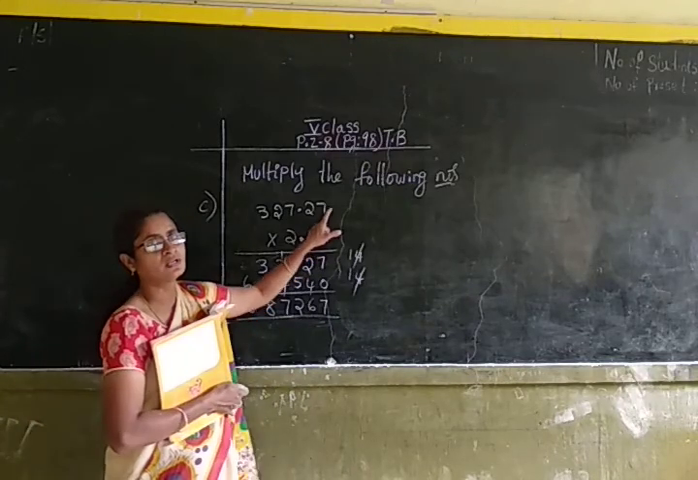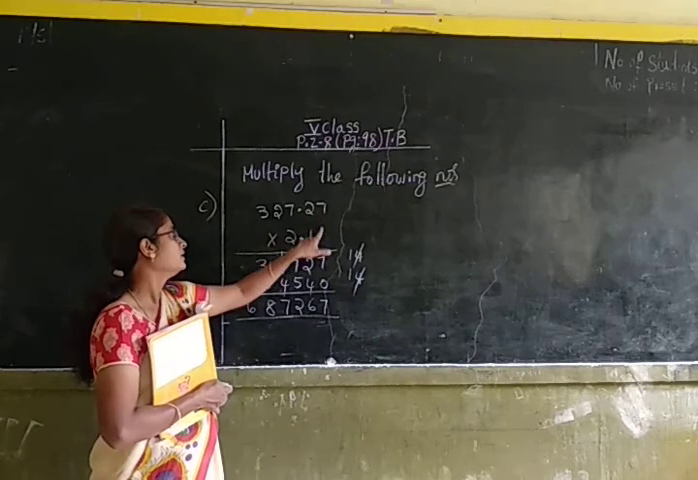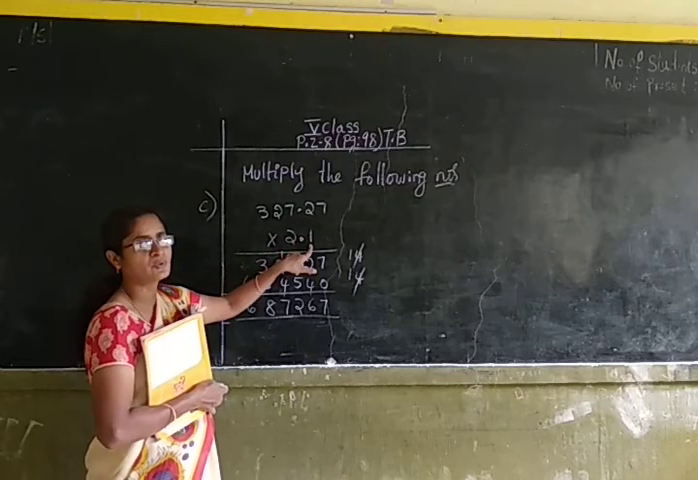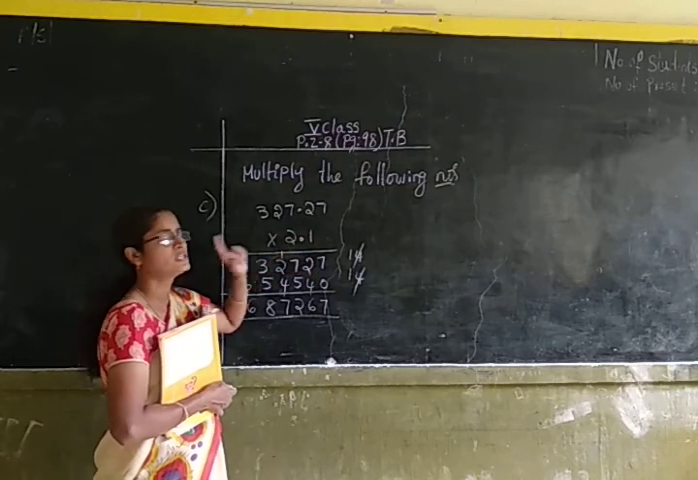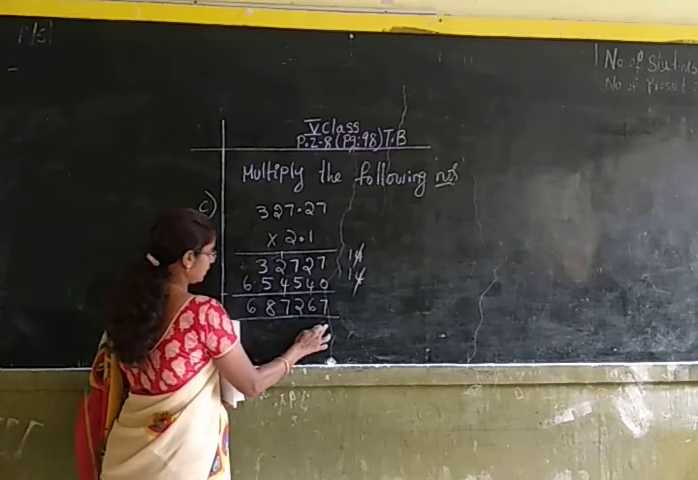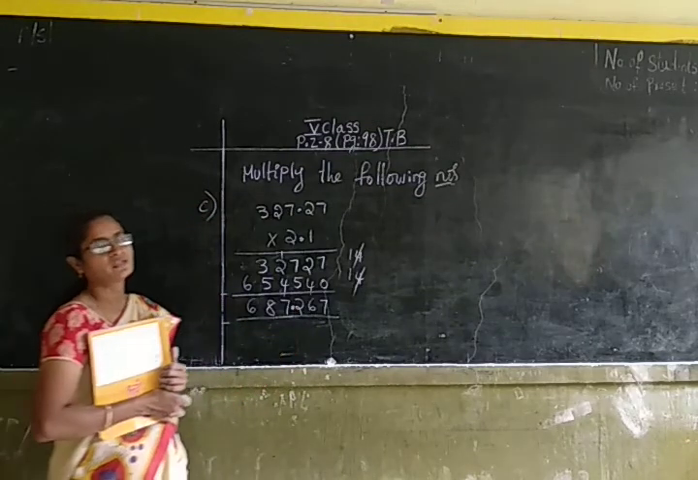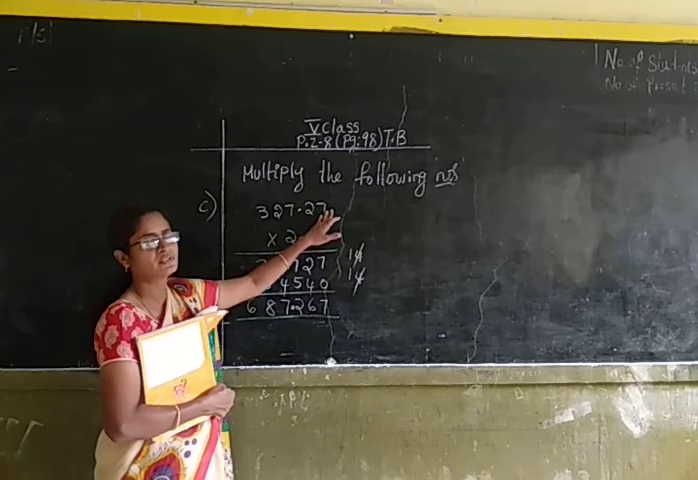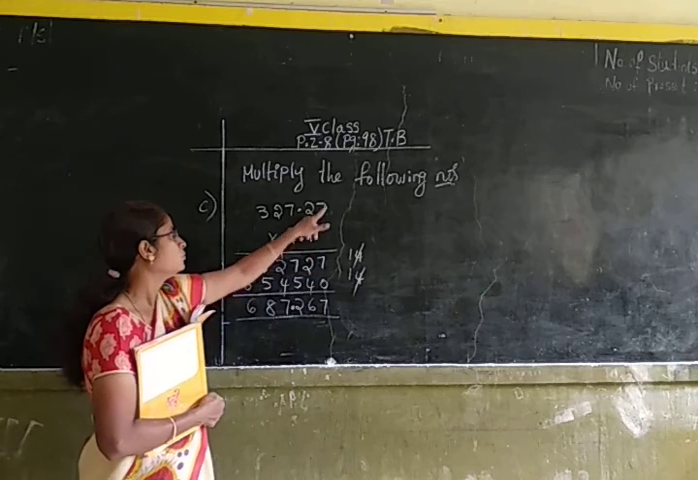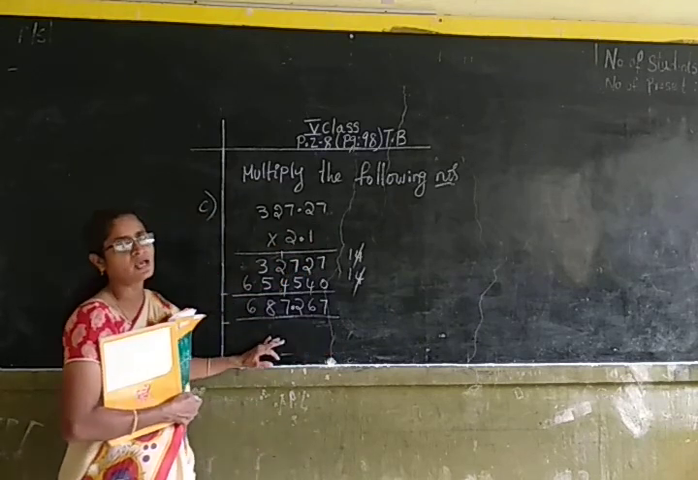Here we have to count the decimal places of the multiplicand and also the multiplier. The multiplicand is having the decimal point after 2 digits and the multiplier is having the decimal point after 1 digit. 2 plus 1 is 3 digits. So we have to place the decimal point after 3 digits. Okay children? 1, 2, 3. So you have to place the decimal point after 3 digits in the answer.